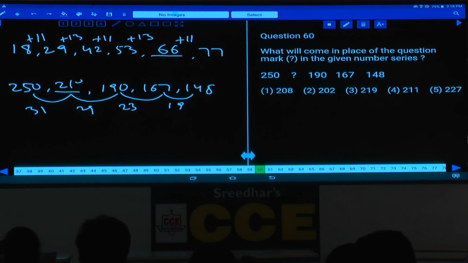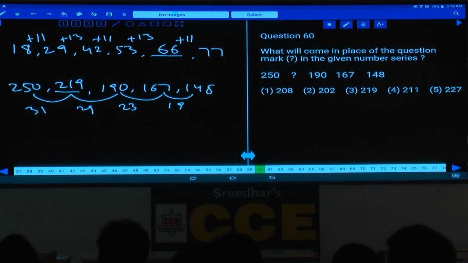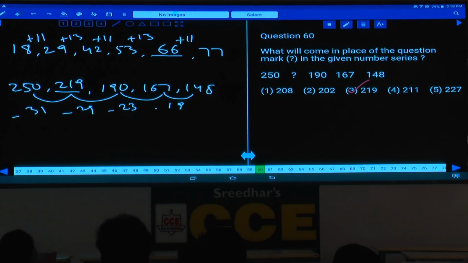219. Isn't it? Now the given numbers are what? The given numbers are prime numbers. Now prime numbers starting with 31 are subtracted in the descending order. 31, 29, 23 and 19. Difference 19, 23, 27, 27.